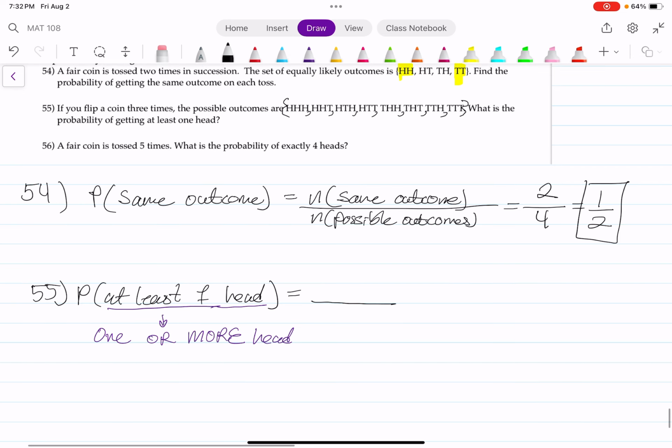There are 8 possible outcomes for number 55, so that's our denominator. And the options that have 1 or more heads are going to be the first 7 outcomes. The only one that does not qualify is the last one, because the option of tails, tails, tails has no heads. So that is eliminated. So that's going to be 7 out of 8. And 7/8 cannot be reduced, so you leave it as it is.